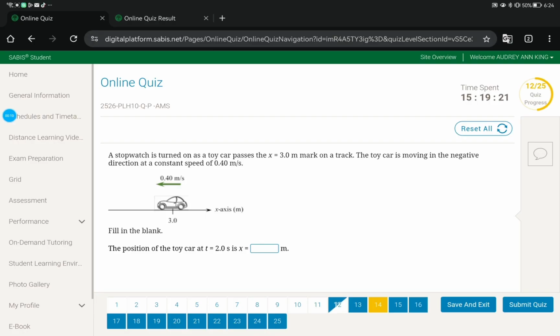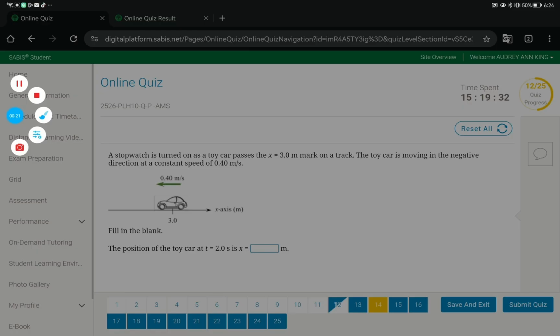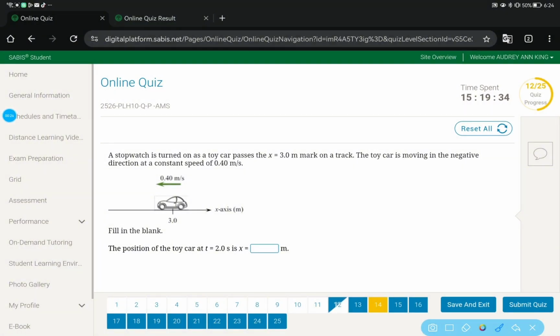The stopwatch is turned on as a toy car passes the x equals 3 meters mark on a track. The toy car is moving in the negative direction at a constant speed of 0.40. The position of the toy car at 2 seconds is... So we have a position which is 3. We have our velocity, which is negative 0.4 because it's going in the negative direction, and our time, which is 2.